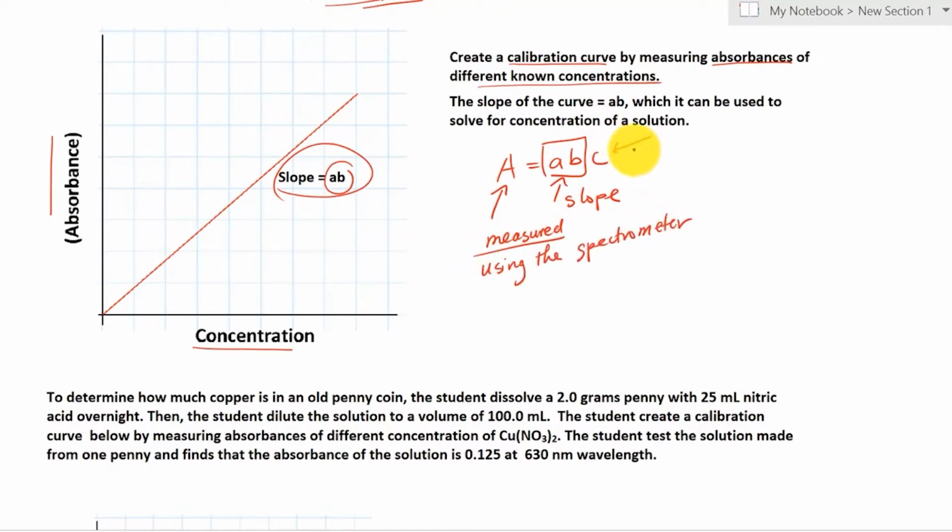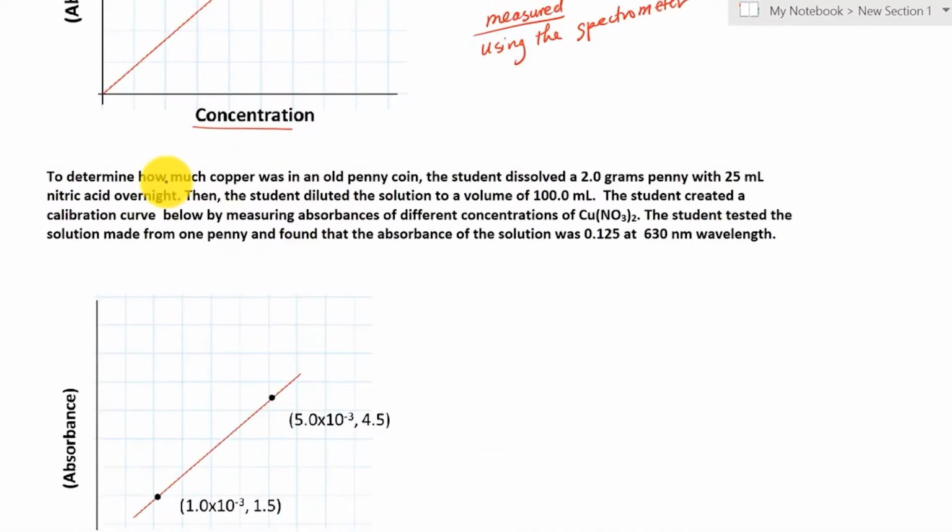Now the concentration, this is what we are going to solve. So by having the calibration curve, we can solve for these two variables, and this will be just directly from the spectrometer. Now we can finally solve for the concentration. Now let's look at an example problem where we can actually carry out this experiment in our class.